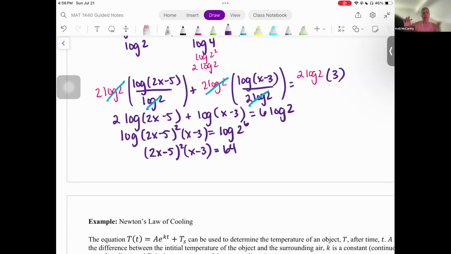Now we can FOIL out the 2x minus 5 squared and then multiply that by the x minus 3. We're going to end up with a cubic. It's going to be something that we're not going to be able to solve. So we're going to go ahead and just set this equal to 0 without expanding and use our calculator. So 2x minus 5 squared times x minus 3 minus 64. We're going to figure out where this equals 0.